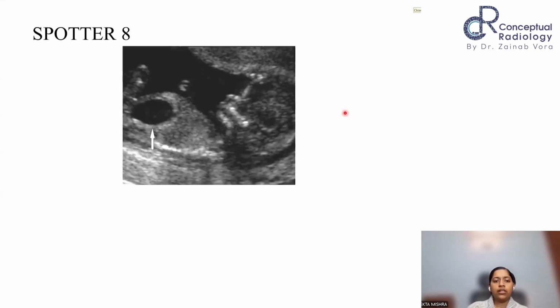Very classical spotter. Again, I was doing an NT/NB scan. We see the nasal bone nicely, the equal sign. But what is this?